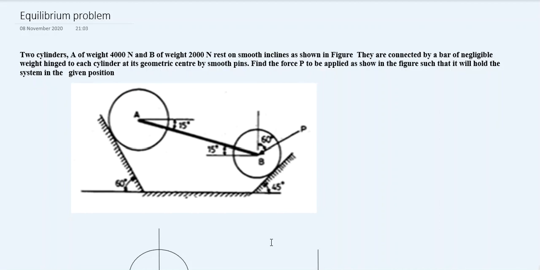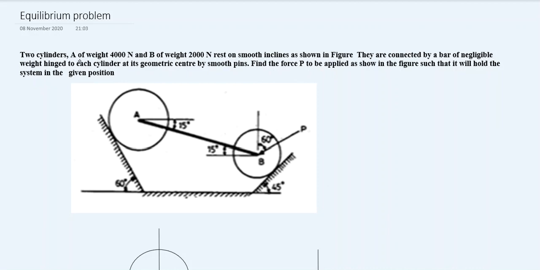Welcome back to everyone. Today I'm going to solve a problem regarding equilibrium conditions. I'm going to use a combination of Lami's theorem and equilibrium conditions like sigma Fx equal to 0, sigma Fy equal to 0. So look at this problem.